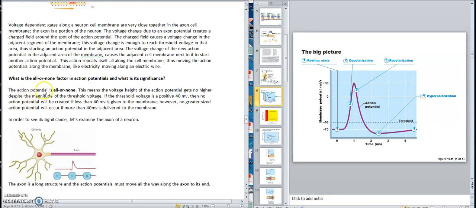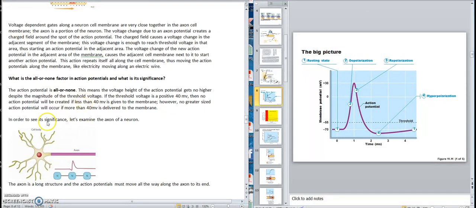The action potential is all or none. This means the voltage height of the action potential gets no higher despite the magnitude of the threshold voltage. If the threshold voltage is a positive 40, then no action potential will be created if less than 40 is given to the membrane. However, no greater size action potential will occur if more than 40 is delivered. So I'm just picking 40 as something to say.